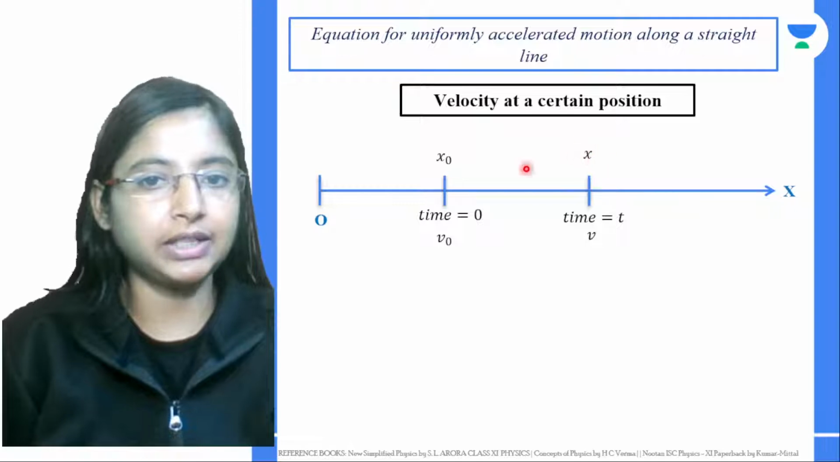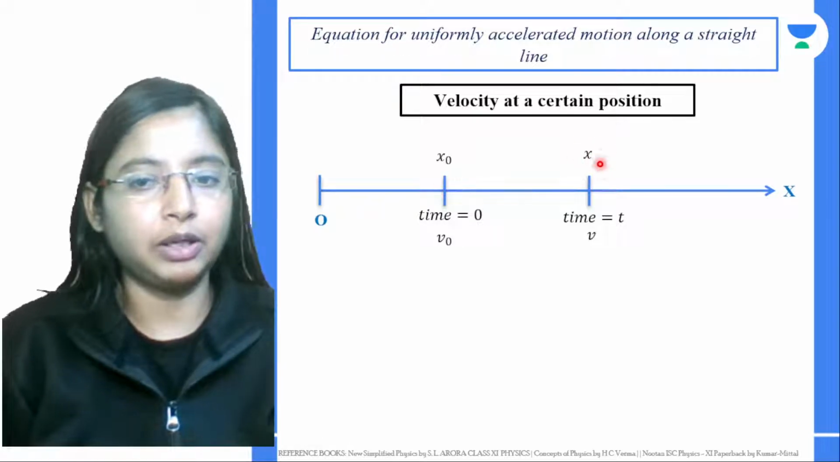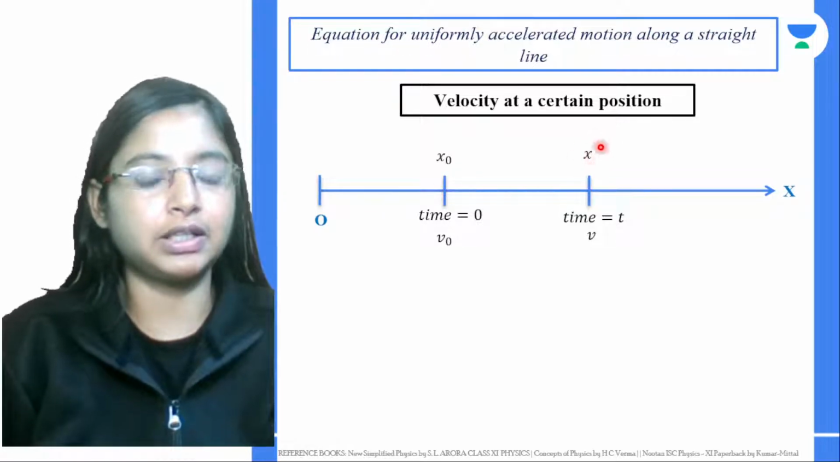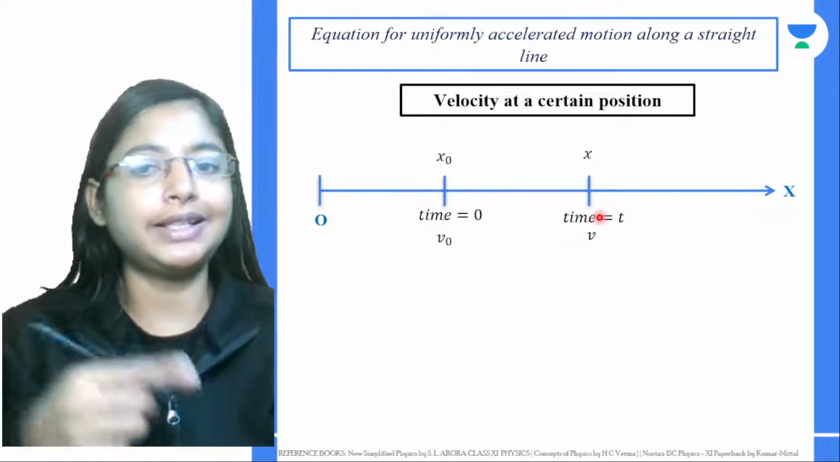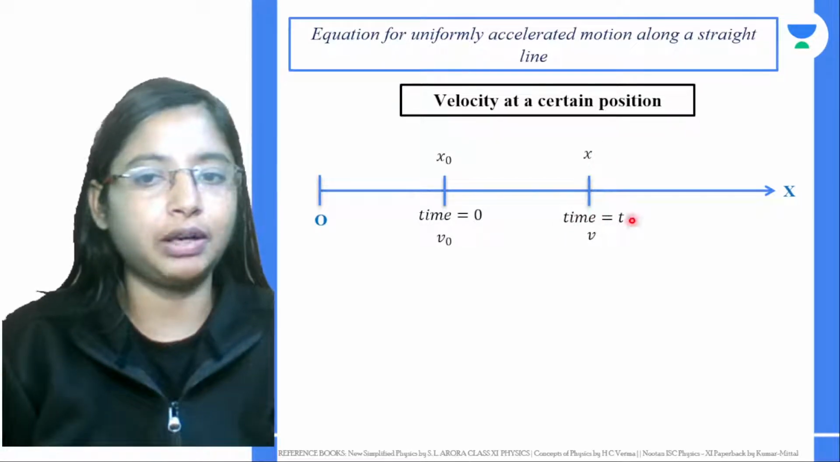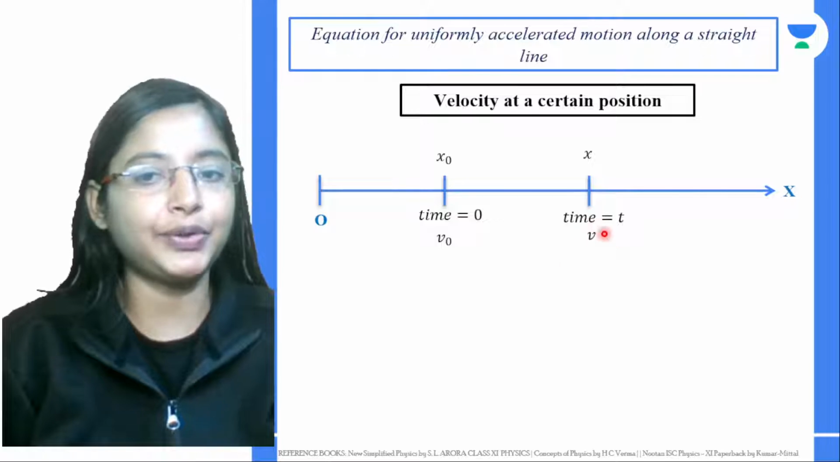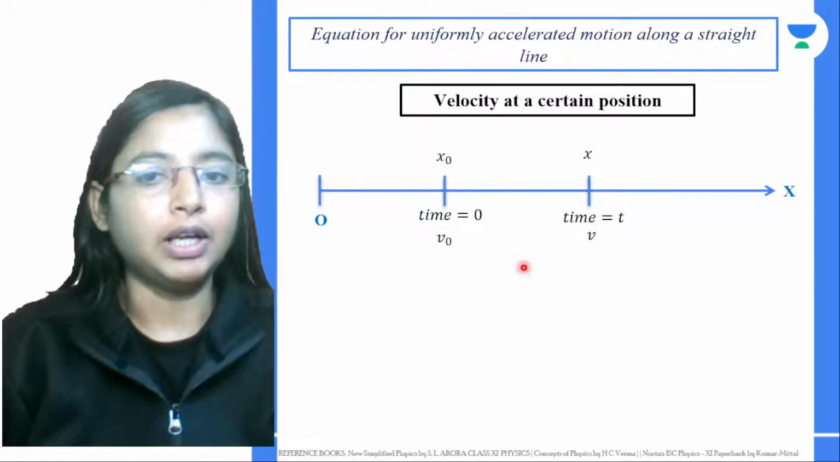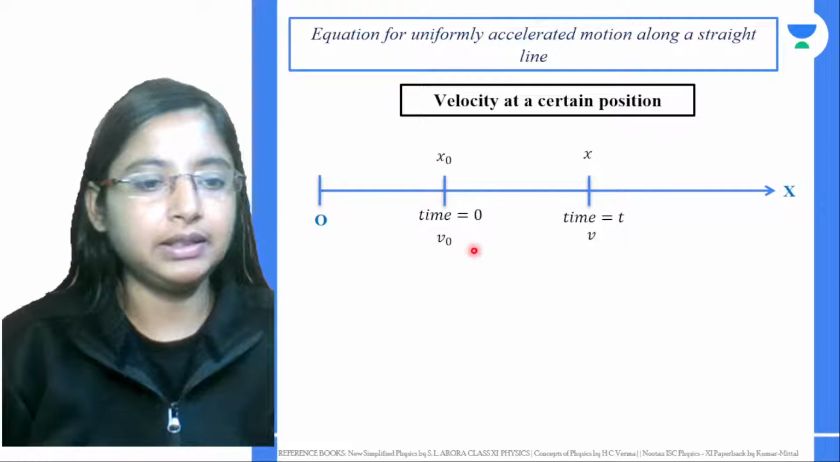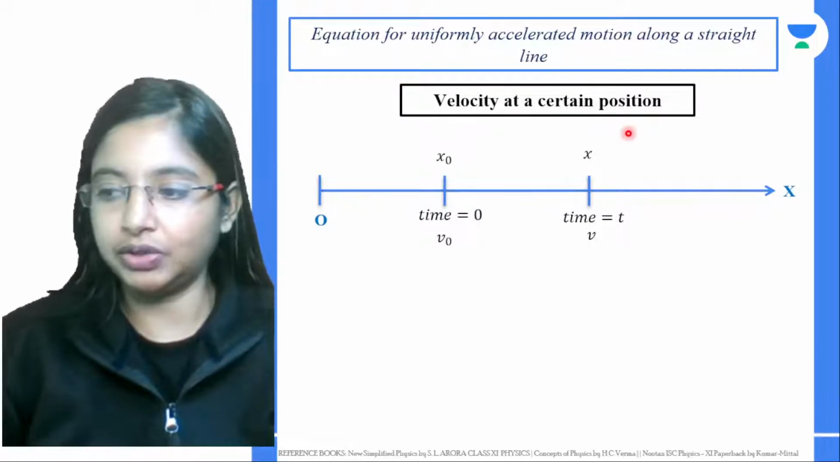Now its position is x, so let's say it has moved by 5 meters. Now its position is equal to 5 meters. Let's say the time taken is around 5 seconds, and the velocity also changes, right? Now let's see what the velocity will be at a certain place.